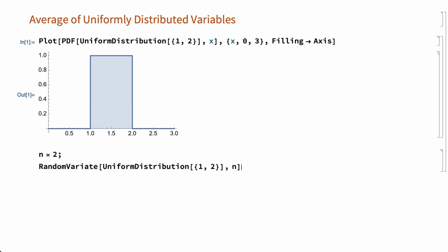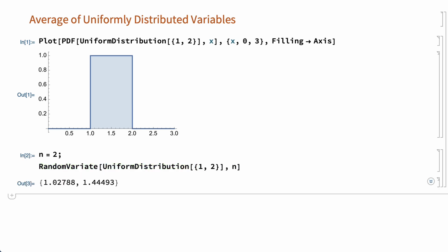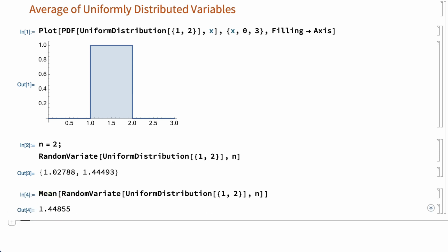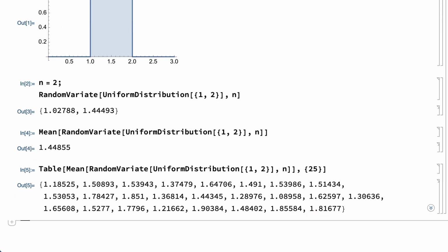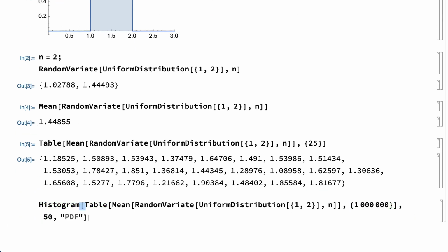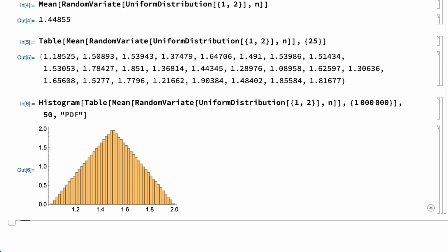This input uses the random variate function to draw n equals 2 random values from a uniform distribution. This computes the average of two uniformly distributed random values. This makes a table of 25 of those averages, and this makes a histogram of 1,000,000 of those averages. So this is the distribution of values in the measured data. This particular histogram is the distribution of the mean of n equals 2 uniformly distributed random variables.